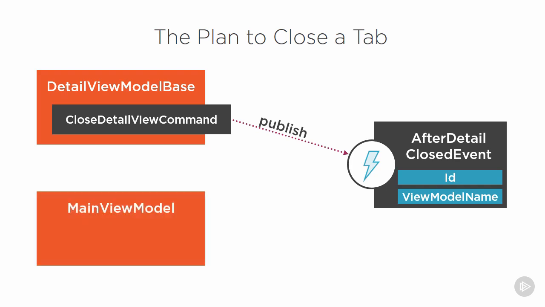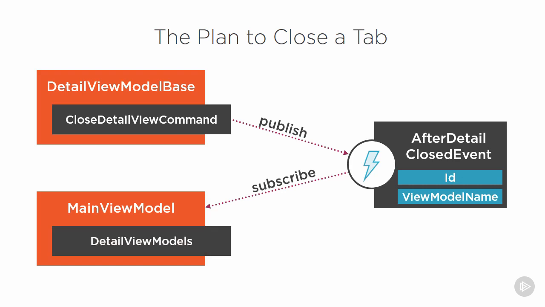The main viewModel of the Friend Organizer application uses Prism's event aggregator to subscribe to the AfterDetailClosed event. When it receives this event, it looks into its own DetailViewModels property to remove that DetailViewModel that has the specified ID and viewModel name. As this DetailViewModels property is the item source for the tab control, the tab will automatically disappear when we remove a DetailViewModel from this DetailViewModels property. So this is the plan how to close a tab. Now we need to implement the logic.